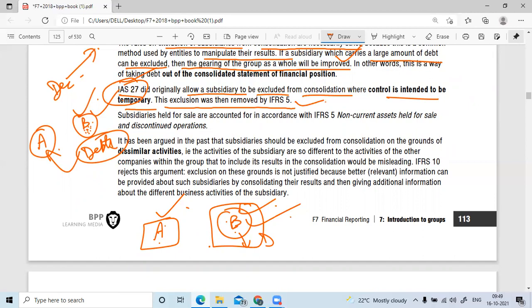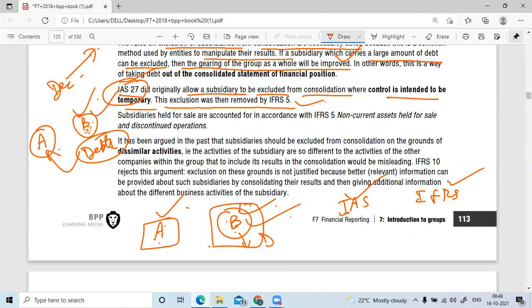What is the difference between IAS and IFRS? All of you are learning. International Accounting Standards and International Financial Reporting Standards. I know that abbreviation very well. I want the differences.